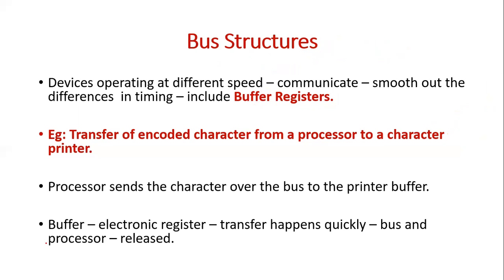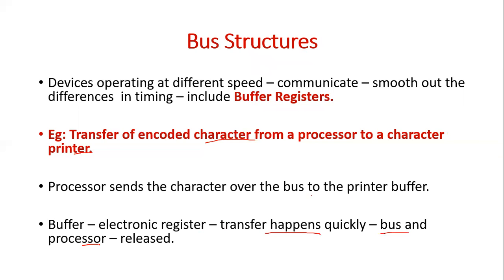Okay, fine. In the printer example, whatever we have discussed is what is being explained here. Say you want to transfer some encoded character from a processor to a character printer. The processor sends the character over the bus to the printer buffer. As the buffer is an electronic register, the transfer can happen at a faster speed. After transferring, the bus and the processor will be released. No more will the bus and the processor be assigned to the printer, because there is nothing for the printer to do with the bus and the processor.